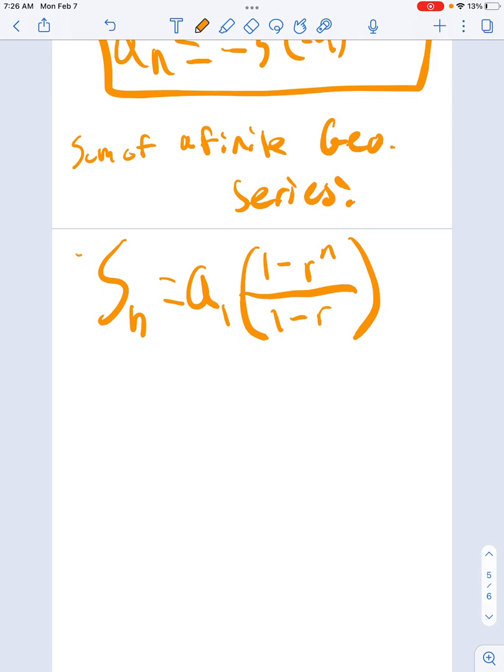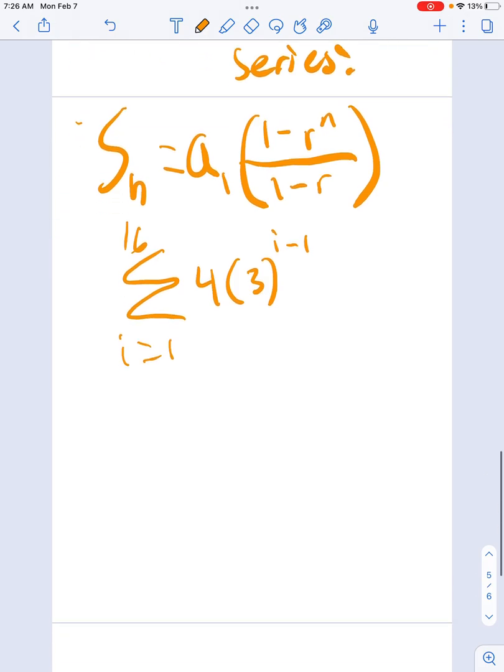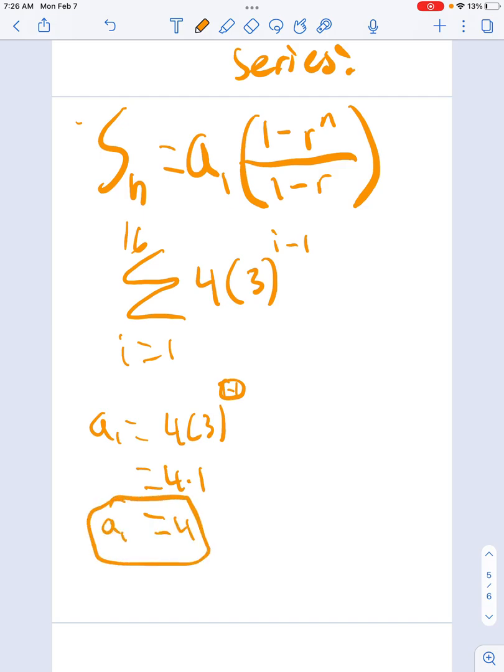So if we look at an example, let's say find the sum of the geometric series, i equals 1 all the way to 16, of 4 times 3 to the i minus 1. So first things first, I need to identify the first term of my series. If I plug in a 1 here, a sub 1 equals 4 times 3 to the 1 minus 1, which is 0, so 3 to the 0 is just 1. So 4 times 1 equals 4, so a sub 1 equals 4.